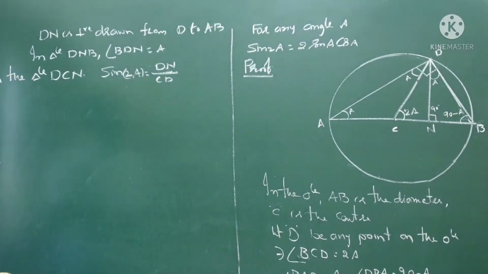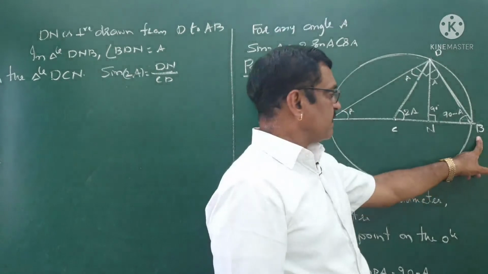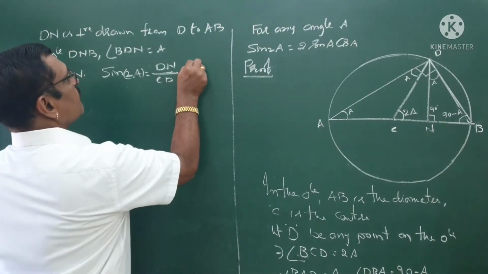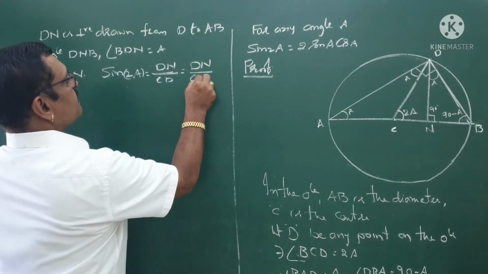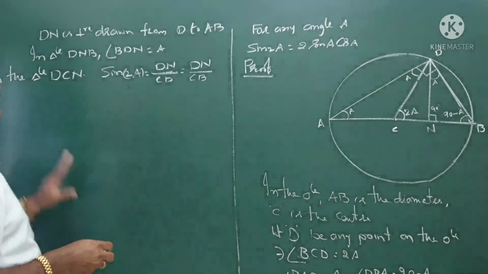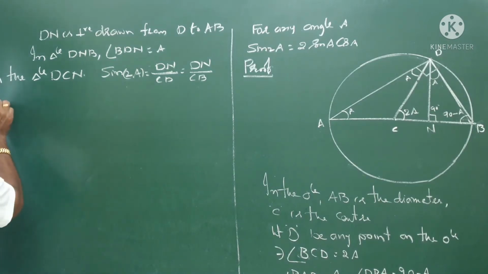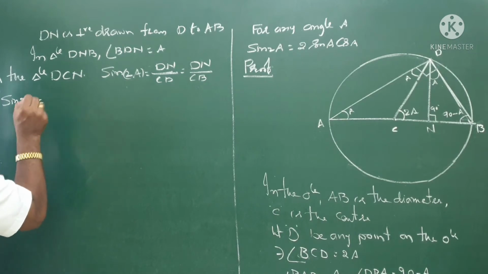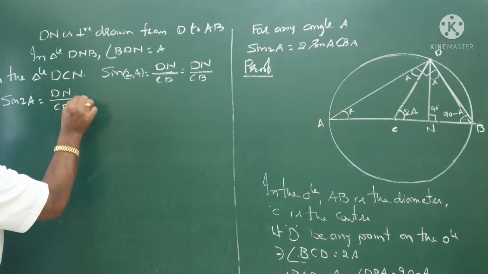Is my CD same as CB? Right, because these two are radii. So I take that one equal to DN by, in the place of CD I am going to take CB, because CD and CB are both radii. So I have sine 2A is equal to DN by CB.